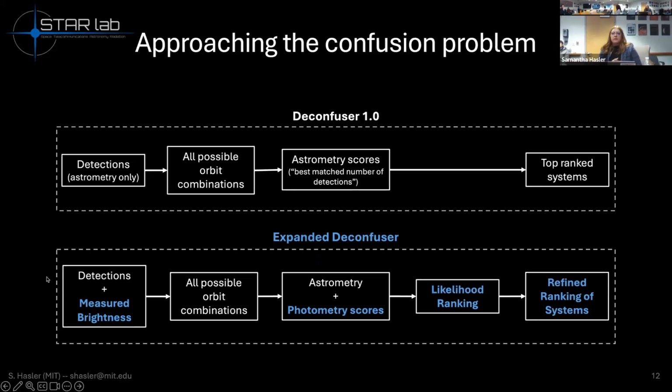When we have a measured brightness, this is where something like ranking orbits can come in again. And so with photometry, we can provide scores to orbit options that are returned by the deconfuser. And then we can compare the likelihoods of those scores for the measured planet brightness, for each set of orbits, to rank orbits higher if they have a more statistically likely phase or brightness result.